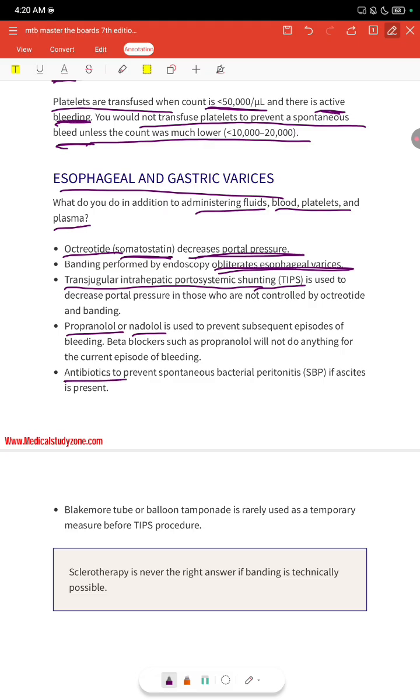Antibiotics to prevent spontaneous bacterial peritonitis (SBP), so if ascites is present. Similarly, Blakemore tube or balloon tamponade is rarely used as a temporary measure before the TIPS procedure. Balloon tamponade.